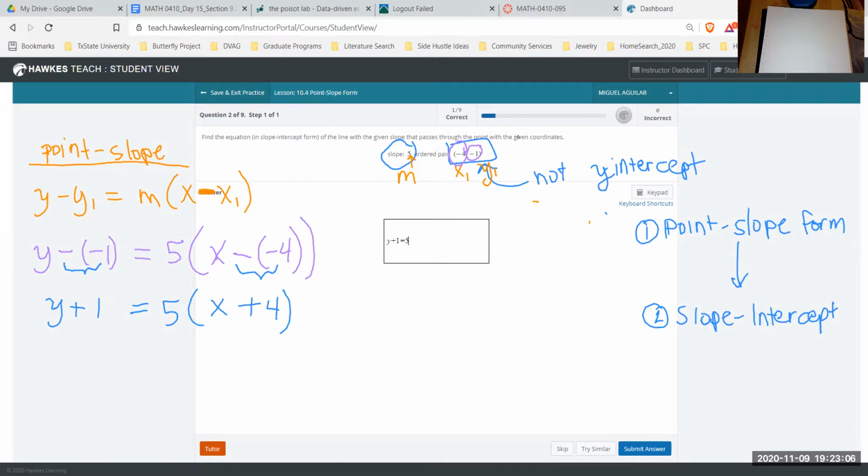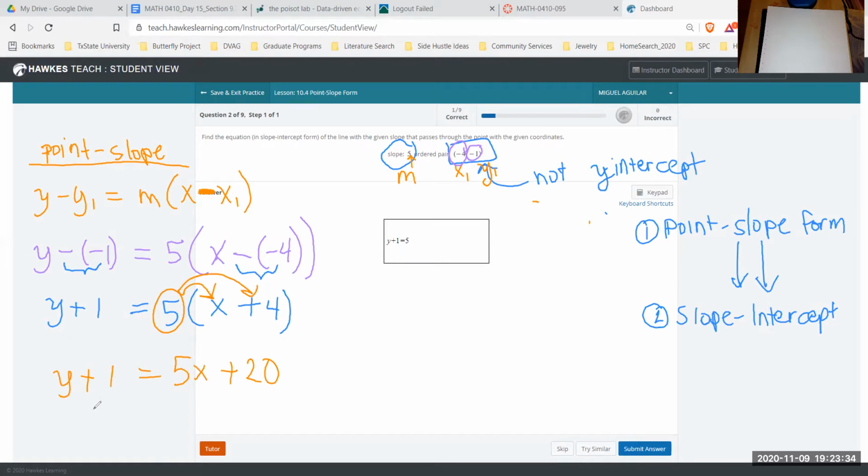So in order to go from point slope form to slope intercept form, we're going to have to distribute and then move some stuff around just so we can isolate the y. So I'll go ahead and distribute here 5 times x and 5 times 4. So we'll get 5x plus 20. And that's equal to y plus 1.